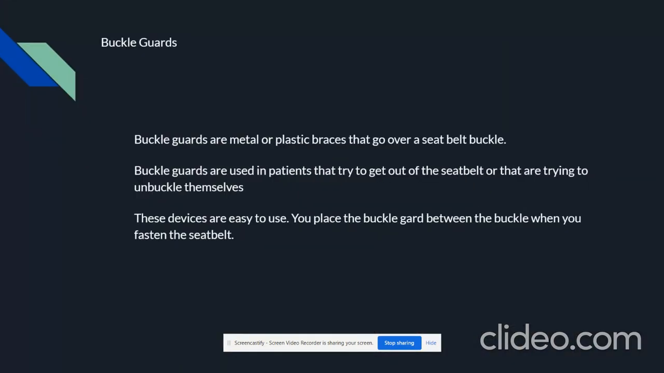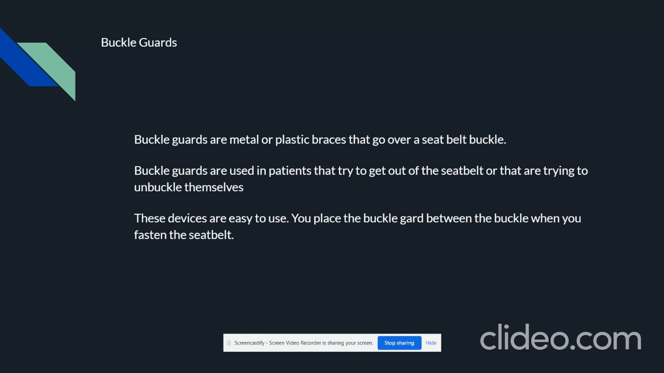The next restraint we'll be talking about is called buckle guards. Buckle guards are a metal or a plastic brace that goes over the seatbelt buckle. These are very easy to use and very quick to place as well. Buckle guards are used in patients that are trying to get out of the seatbelt or that are trying to unbuckle themselves. So any regular patient would not be able to get the buckle guards off. They're very deceiving on how they go on and go off.